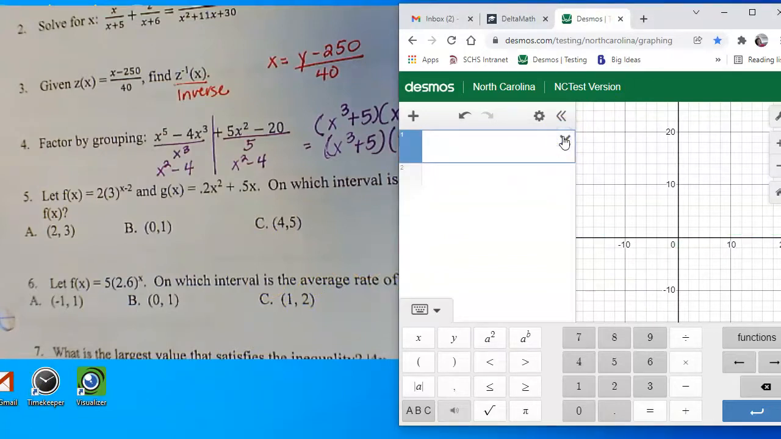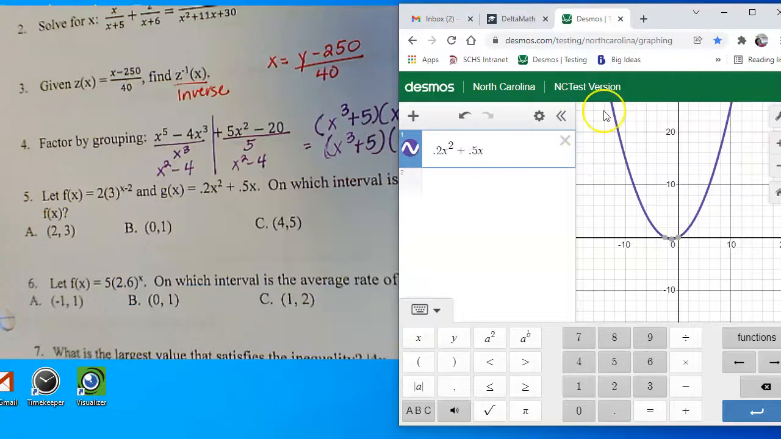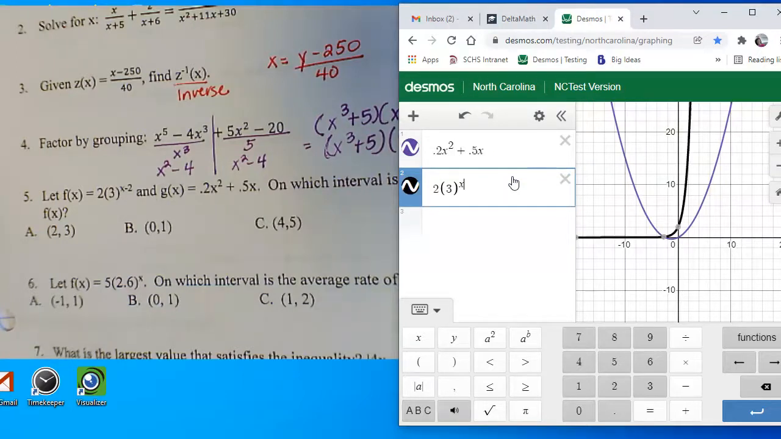The question is, on which interval is the average rate of change for g of x greater than f of x? So I want the average rate of change of this one to be greater. And so I'm going to graph it, and I'm going to show you what it's asking. When it says average rate of change, it's talking about how fast it goes up. It's kind of like the slope.